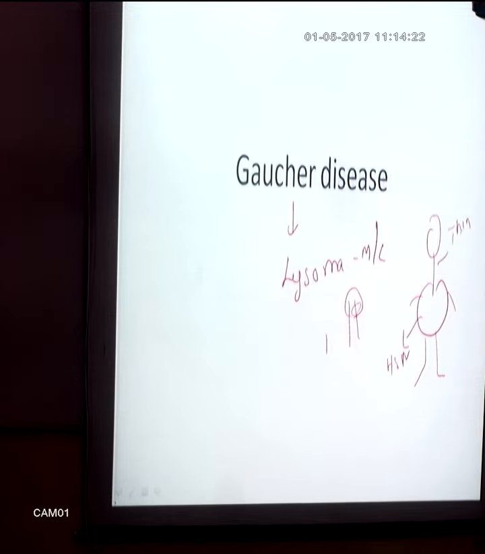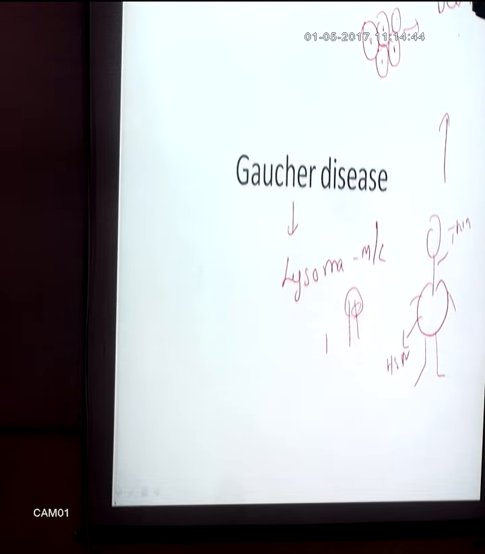And my doubt was that Gaucher's is a storage disorder. So the macrophages come and get stored here and there. So why should it cause death? It's just getting accumulated. Why should it cause death?